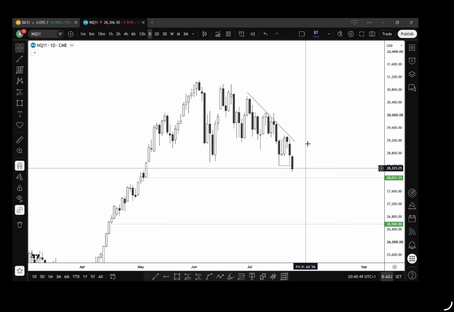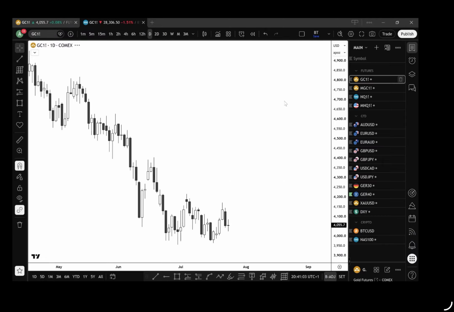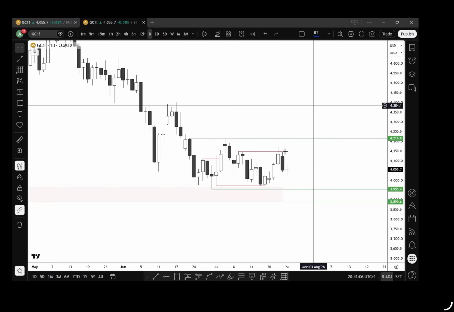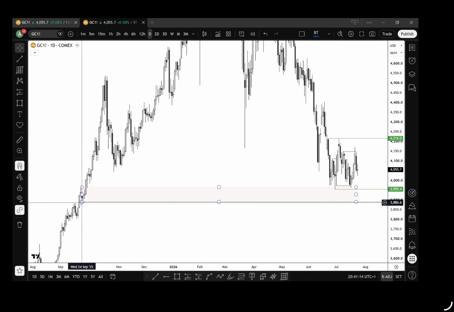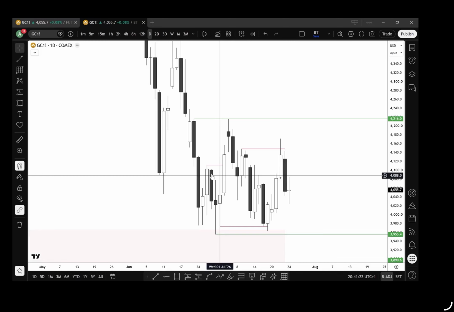In terms of gold, gold's just playing in a range. Our overall higher time frame target is these lows. That's our overall higher time frame target. You can see how we're playing this range where we've respected liquidity above and below. We induced buyers at these highs. We came and trapped them.